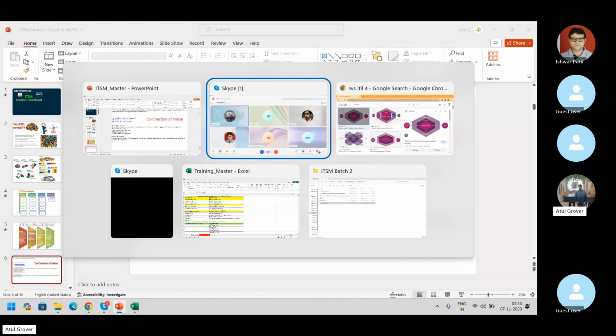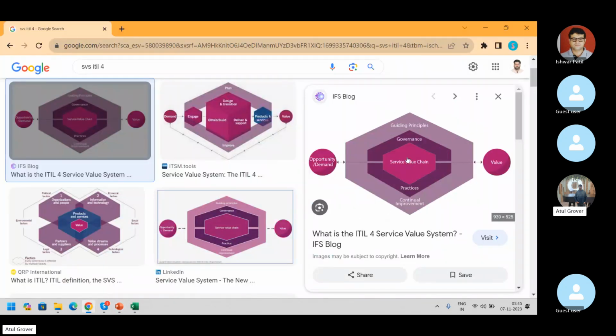Now in ITIL terms, what does SVS do? This whole system is called the SVS, the service value system. How we can drive the value. And what is the holistic approach? From demand to value.